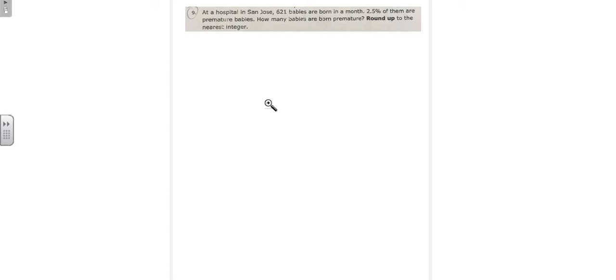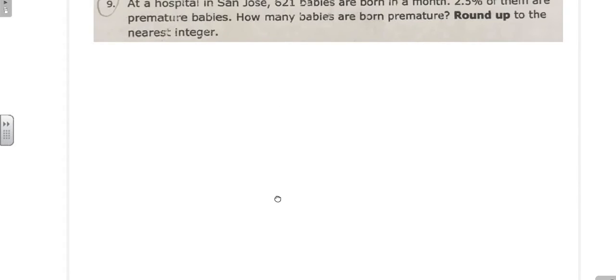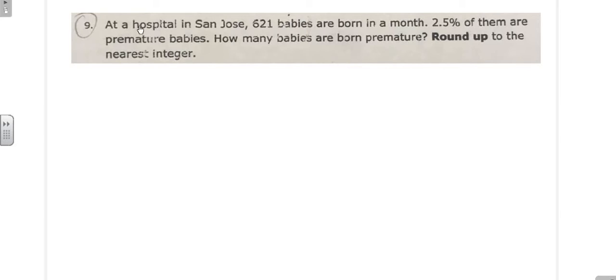I'm going to do the problems kind of backwards because that's just the way they copied. It says, at a hospital in San Jose, 621 babies are born in a month. 2.5% of them are premature babies. How many babies are born premature? Round up to the nearest integer. Integer means the nearest whole number. For example, if you get a number like 2.6, the nearest integer is going to be 3.